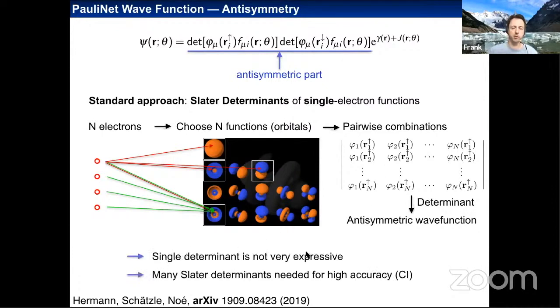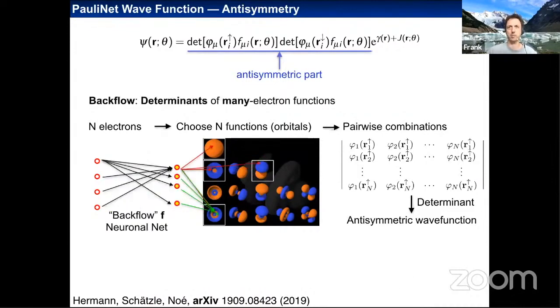However, a single matrix determinant is not very expressive if we use single electron functions here. And for this reason, these wave function methods need a large number of such Slater determinants to get a high accuracy. And then eventually you end up in this exponential scaling if you want to be extremely accurate and use the configuration interaction methods. So what we do here is we use a backflow function.